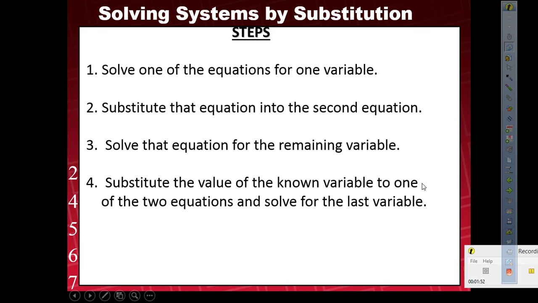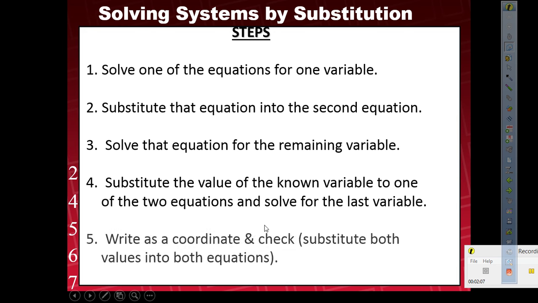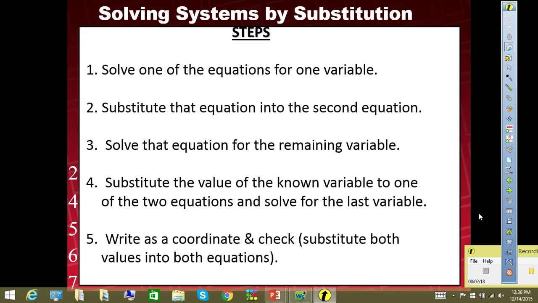And our last step, step 5, write a coordinate and check. What does that mean? You need to substitute both values into both equations to make sure that it's true. Copy that, and then we'll go over the process. So, 5 basic steps, but within each step there are a lot of steps. I'm crunching about 13 steps into 5 steps. That's what I'm trying to do, because most of the processes you already know. That's what we've been building up to this point.